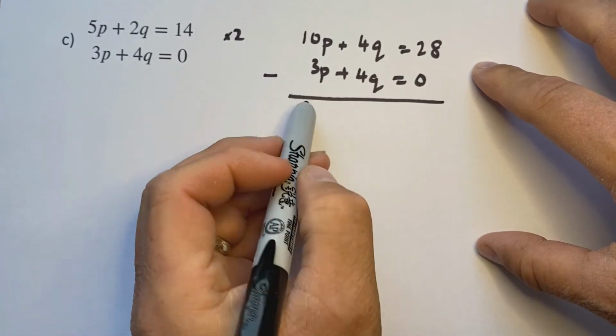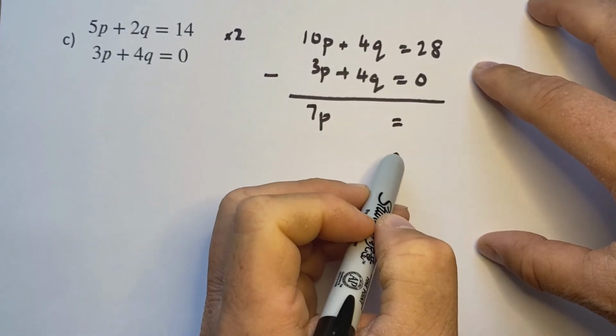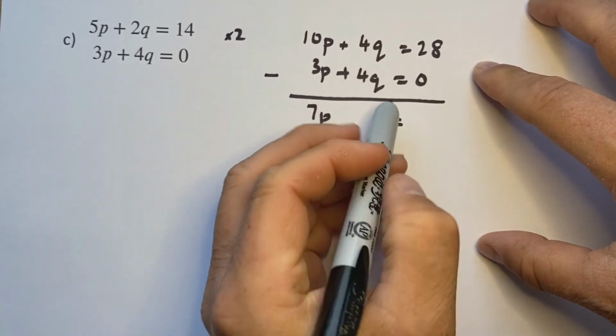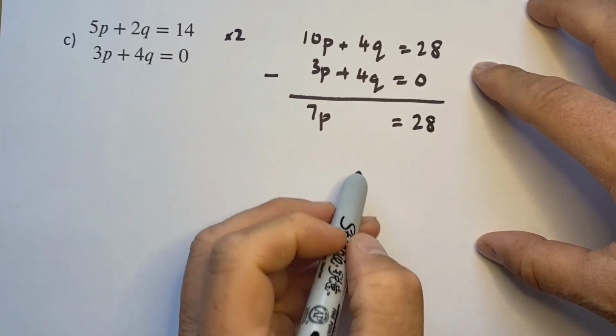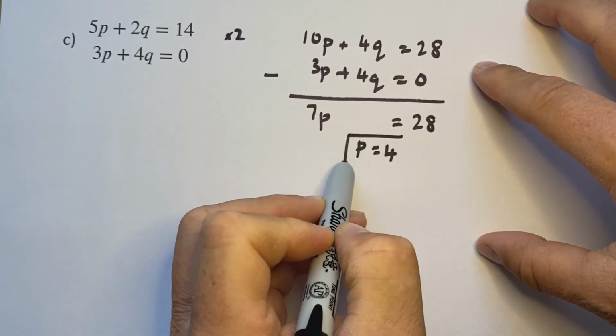10p take 3p is 7p. They disappear, that's why we subtract them. And 28 take nothing is quite simply 28. That belongs to the 7 times table, so p works out to be 4.